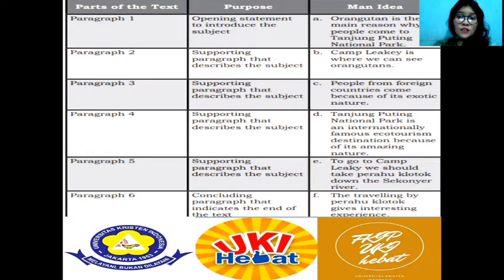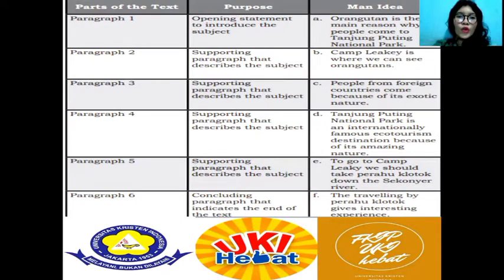Paragraph 3 talks about people from foreign countries coming because of the exotic nature. And paragraph 4 talks about Tanjung Putih National Park being an internationally famous ecotourism destination because of its amazing nature. And paragraph 6, as the conclusion, says that traveling by perahu kelotok gives an interesting experience.